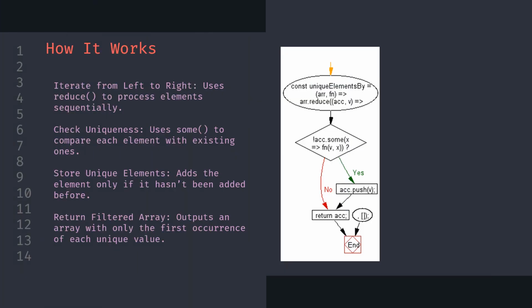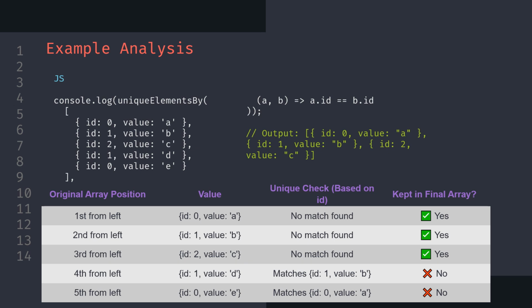The function iterates over the array from left to right, ensuring that only the first occurrence of each unique object is retained, while ignoring duplicates that appear later. As we traverse the array from left to right, we retain only the first unique occurrence of each ID. The values D and E are removed because they appear after the corresponding unique entries.